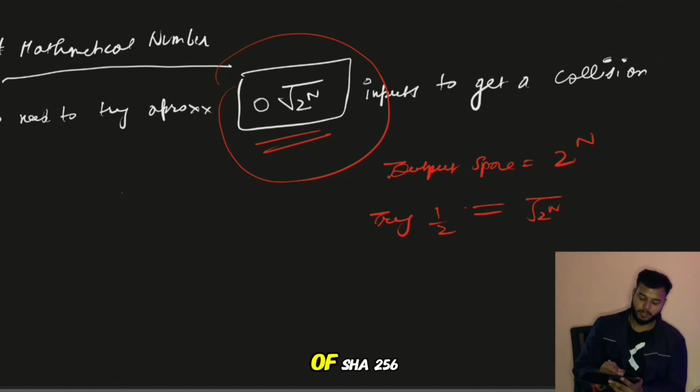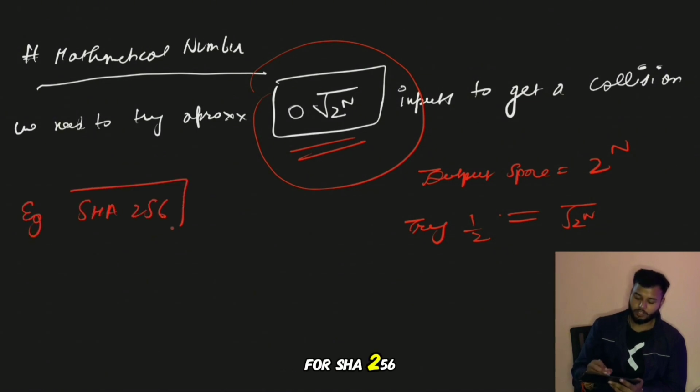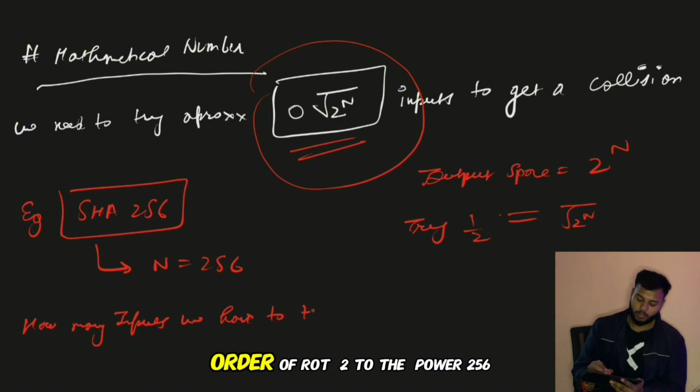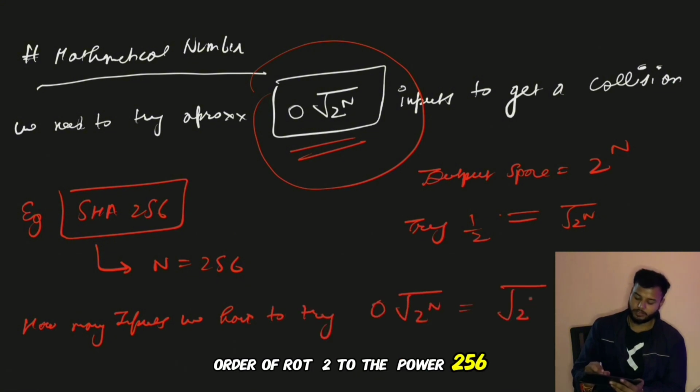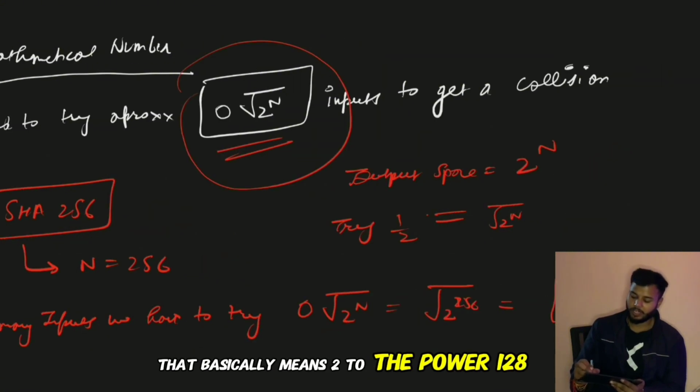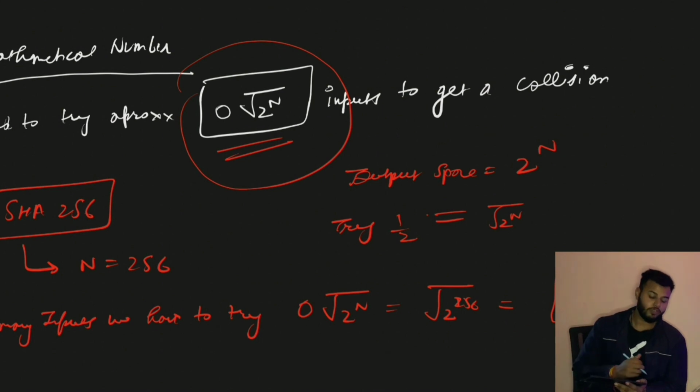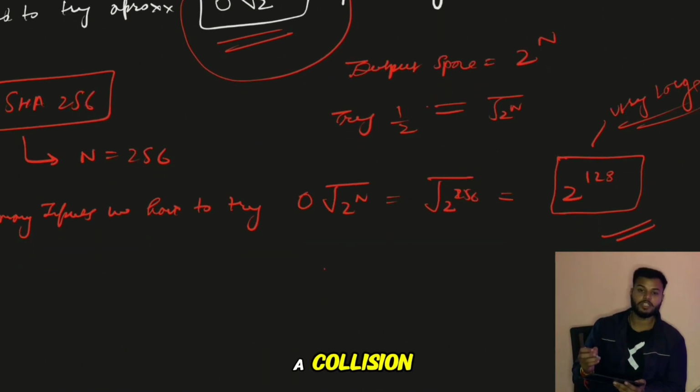Now let's take the example of SHA-256. For SHA-256, n is 256. So how many inputs do we have to try? Order of root 2 to the power 256, which basically means 2 to the power 128, a very large number. So we have to try this many inputs to get a collision in SHA-256.